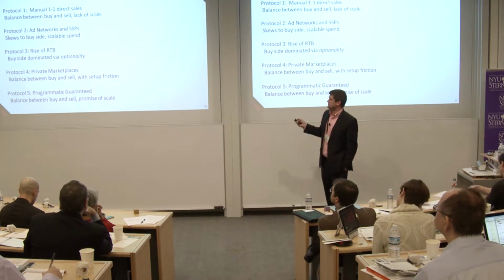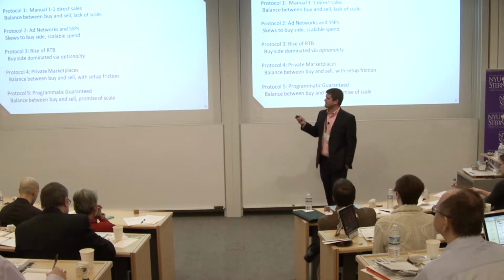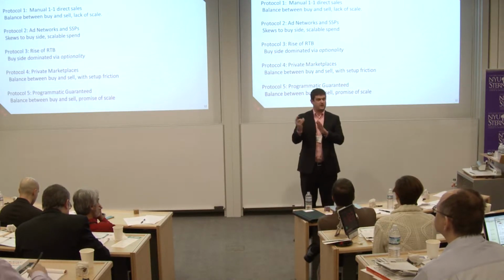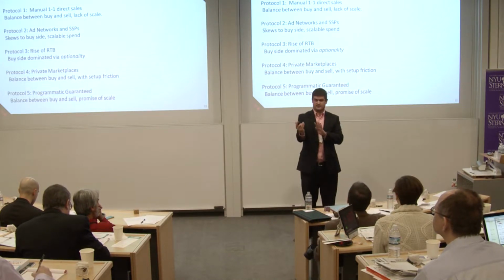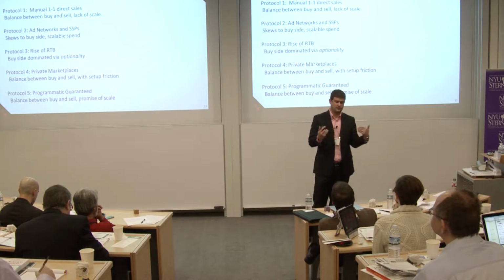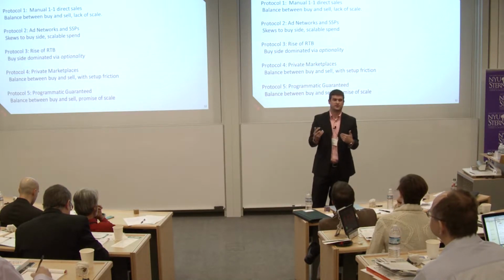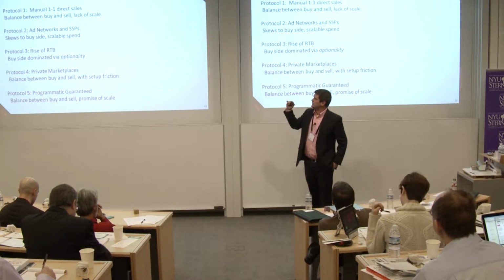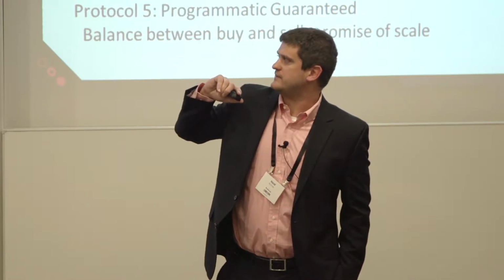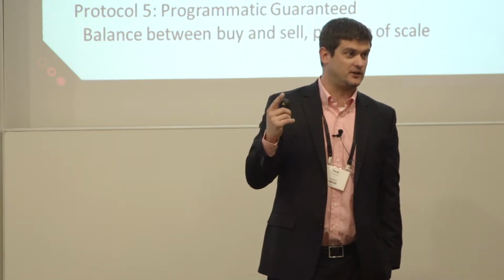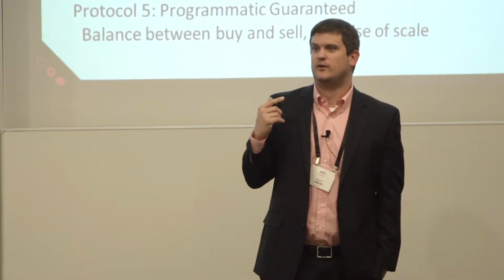So RTB came into being, and that is a simple concept. An impression is offered for sale. It is described via a well-known protocol. Bidders bid. You hold an auction, determine a winner, execute various business rules, determine a price, and serve the ad. The interesting thing about this is it introduced a key aspect of the protocol that wasn't available before. It was optionality.